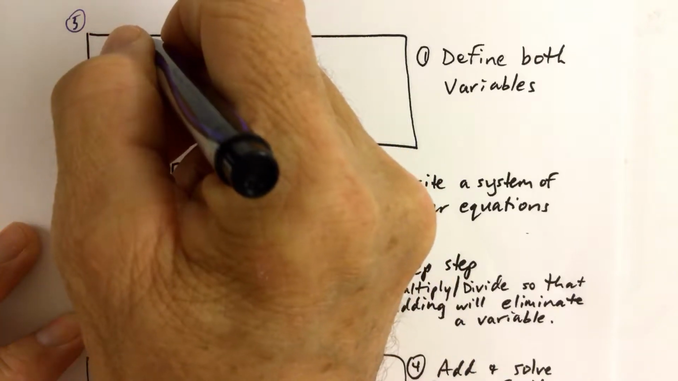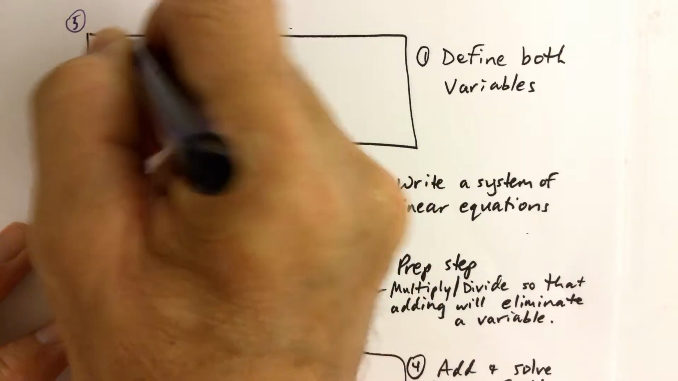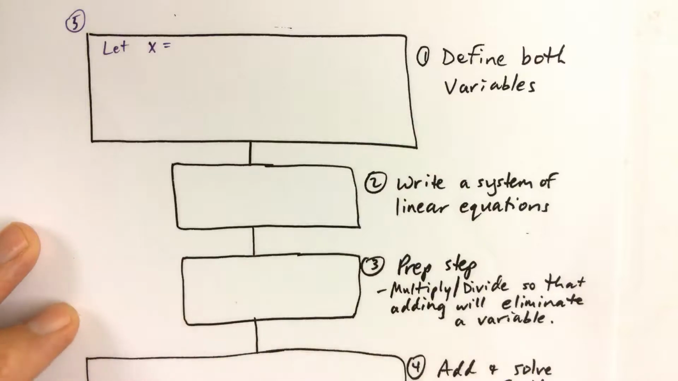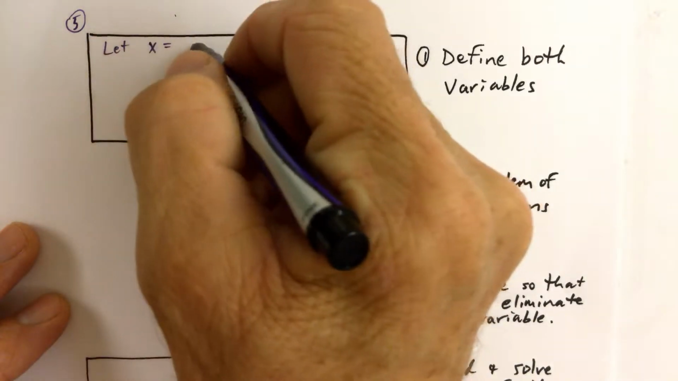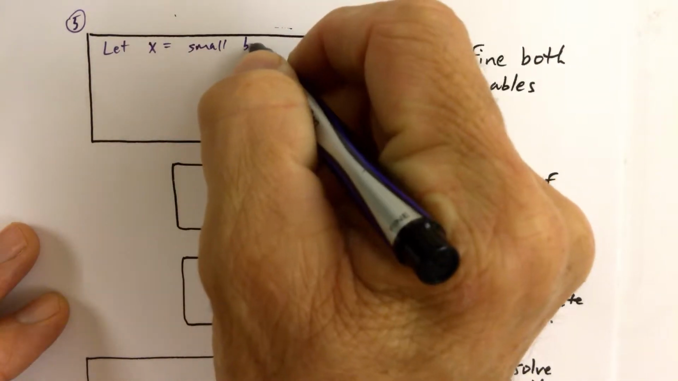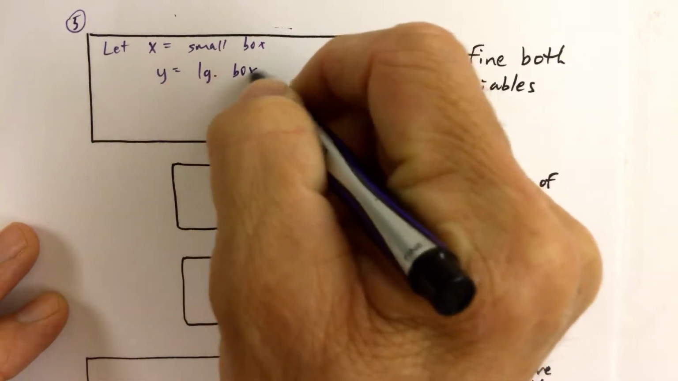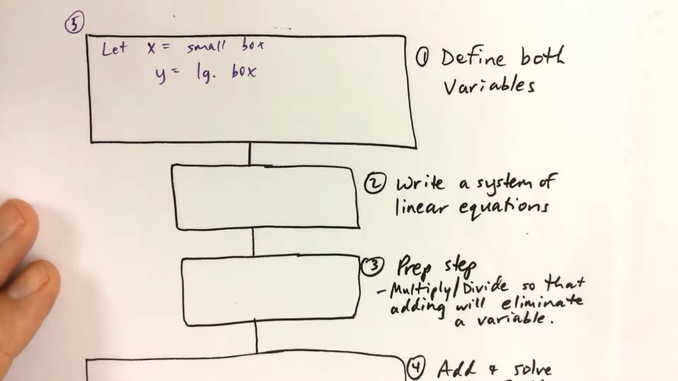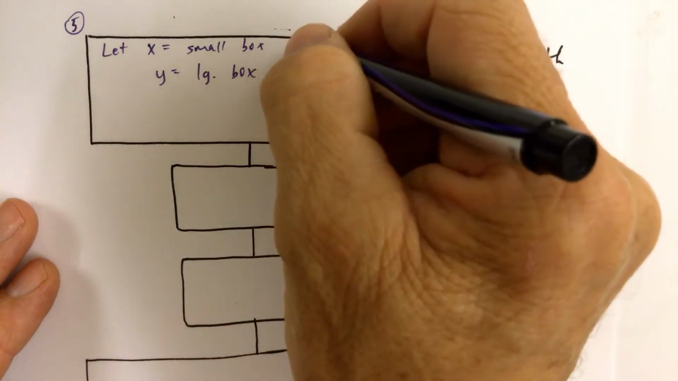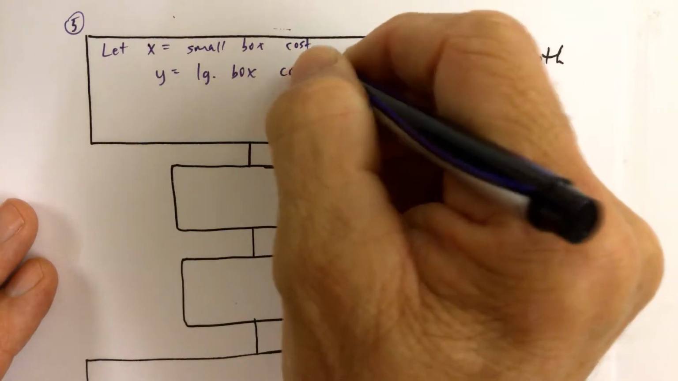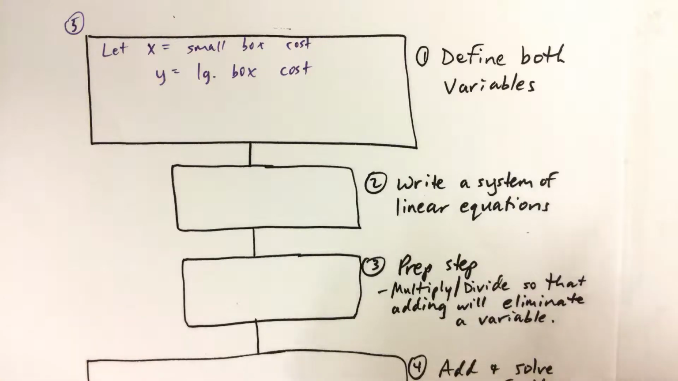But for problem number 5, we're going to let x equal one small box of oranges, and we're going to let y equal the large box. The small box cost, and then the large box cost. So those are the two variables. We're trying to figure out the cost of one small box of oranges and one large box of oranges. So that's that part.